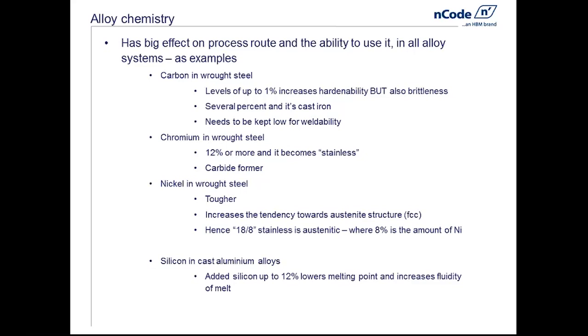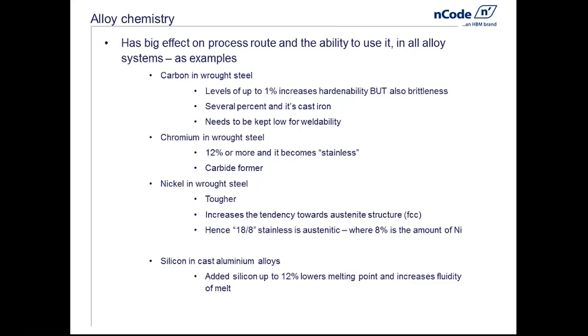And you end up with austenitic stainless steel, which is a face-centered cubic material, which has different properties. It's non-magnetic, for example. It can be formed quite readily, and so on. And move on very quickly to cast aluminium alloys. If you add silicon to those, you increase the fluidity for the melt, and you also enable it to a greater or lesser extent to be hardened and age-hardened.